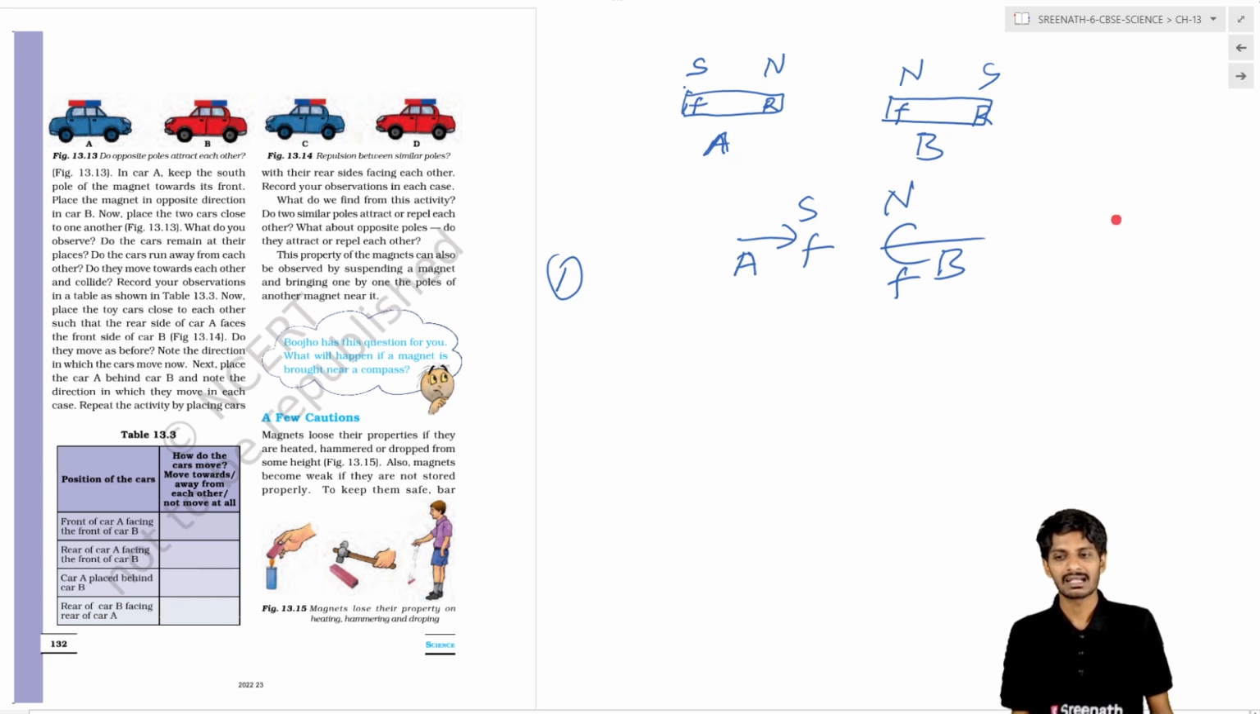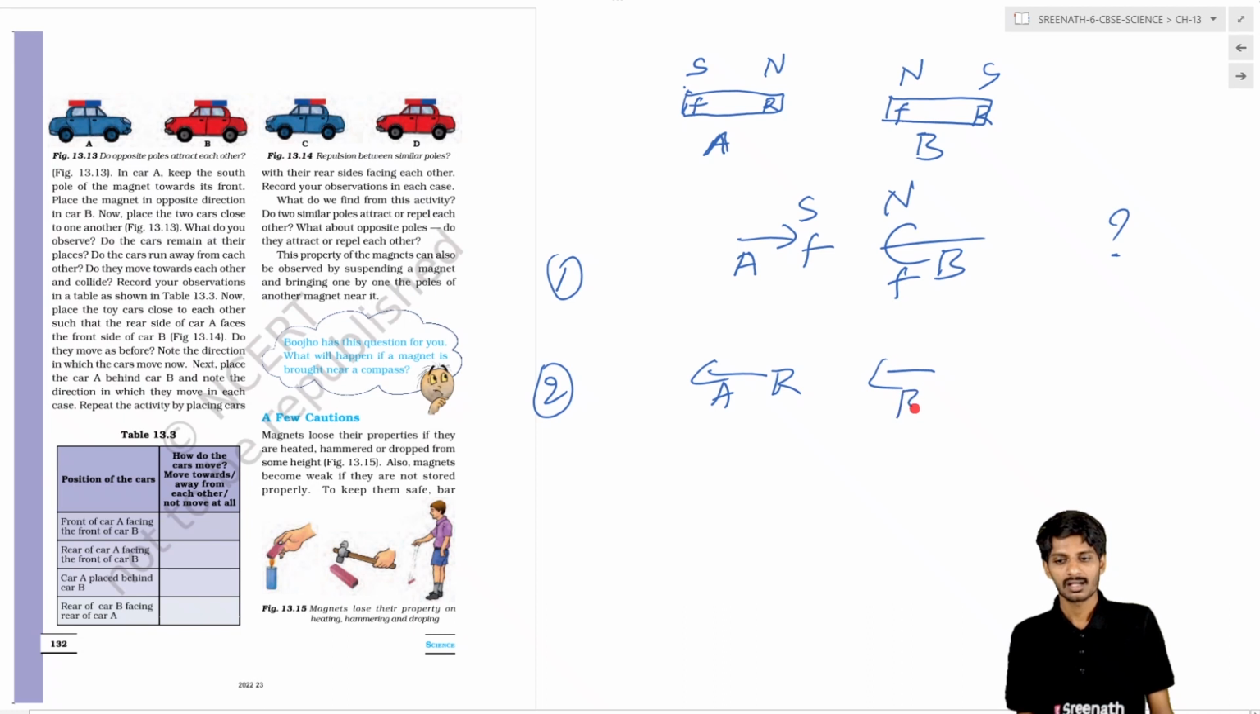You have to observe and write the result here. And the second condition is rear of car A facing front of car B. So first thing is rear of car A. Where car A is this, what is the rear? It is the rear part of car A. So it is the front direction, it is the rear direction.